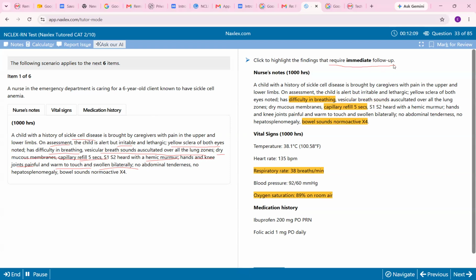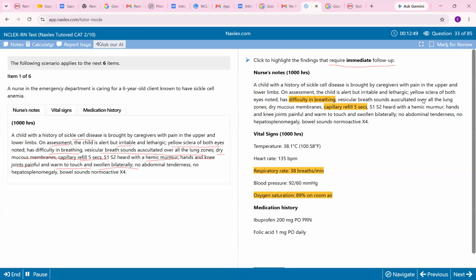Does it need an immediate follow-up? No. Always you can check it. First, you have logged pain in the upper and lower limb. You can check with the question, does it need an immediate follow-up? Then you have logged irritable, lethargic, yellow sclera on both eyes. You have to check whether it needs an immediate follow-up. And difficulty breathing. Whenever we get difficulty breathing, always check the oxygen saturation. See, the saturation is 89% on room air. So you can think whether it needs an immediate follow-up.